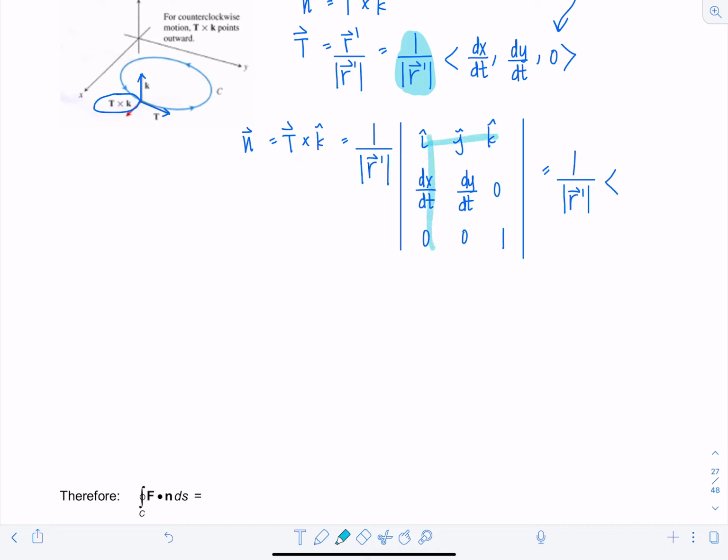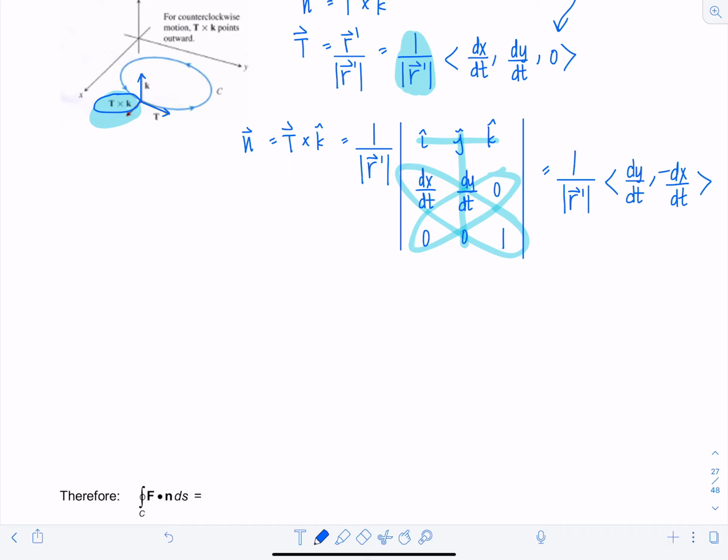So this is going to be dy/dt minus 0. And then the next component is going to be 0 minus dx/dt. And I obviously know z is going to be 0, right? Since we're just working in the xy plane. So I'll just leave it as a vector with 2 components.